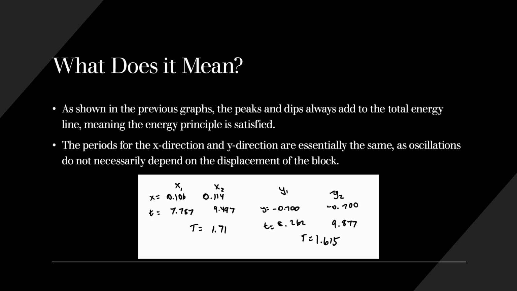Remember I mentioned earlier that the equation for period is T equals 2 pi times the square root of m over k. Because x or y or displacement at all does not appear anywhere in this equation, it is safe to say that it has very little to no effect here. The reason that these values are different here is probably because of some source of error or miscalibration with the tracker clicker.